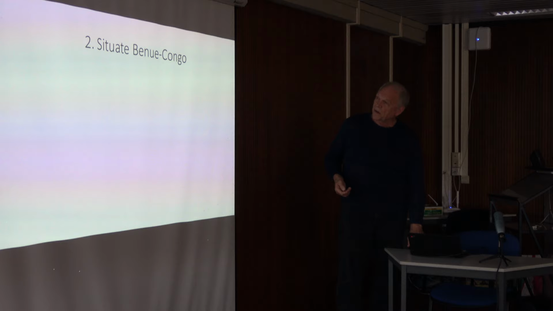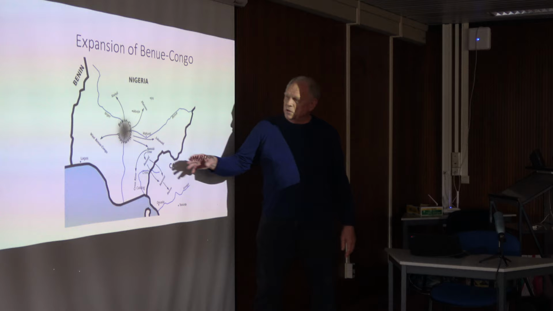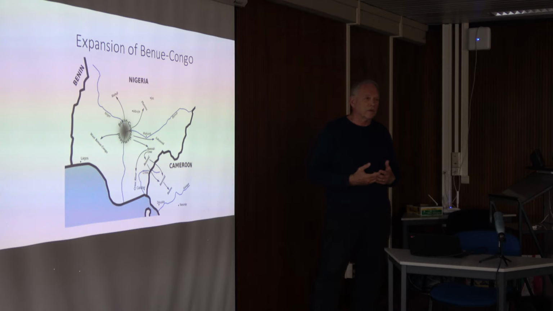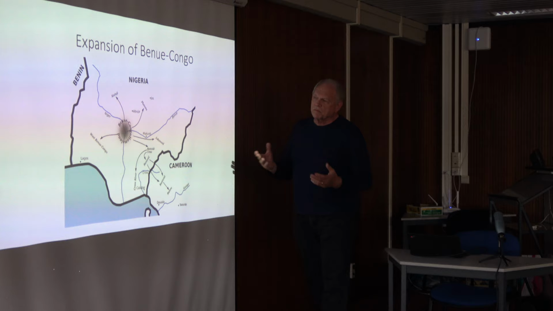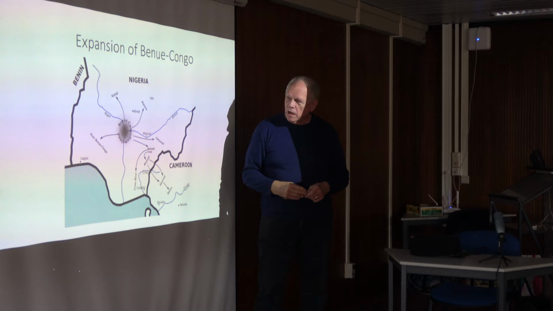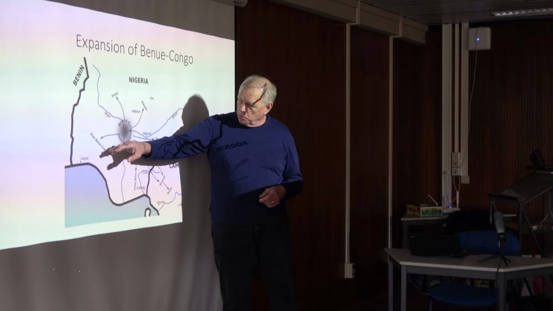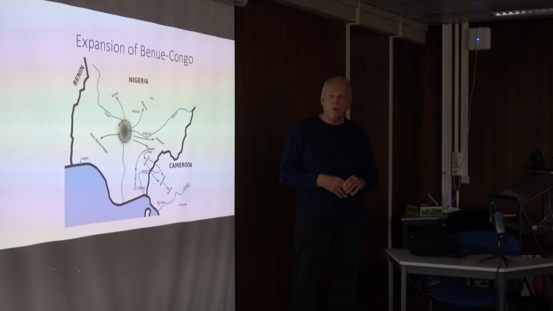So let's situate Benue-Congo. This map here, this is an area where the Niger and Benue rivers have a confluence of these two rivers. And Williamson and Blench suggest that this is plausibly the homeland area of Benue-Congo. And the first split with the West Benue-Congo, Yoruboid, Idoid, and so forth, heading off primarily to the southwest.